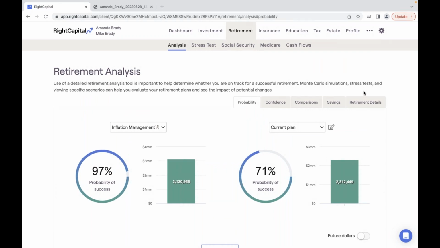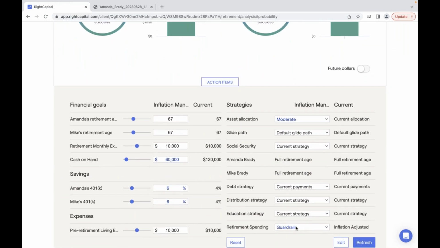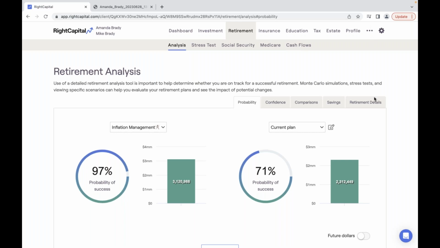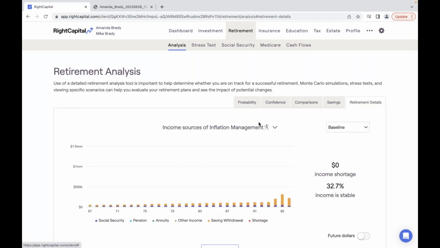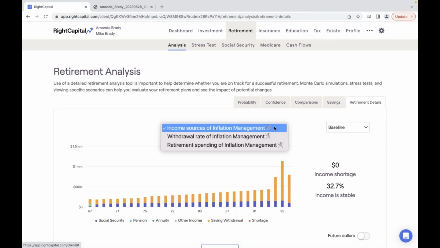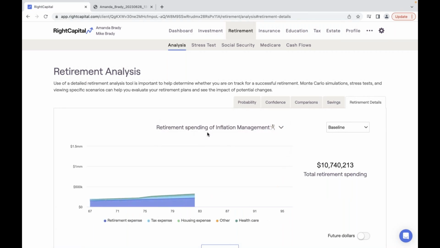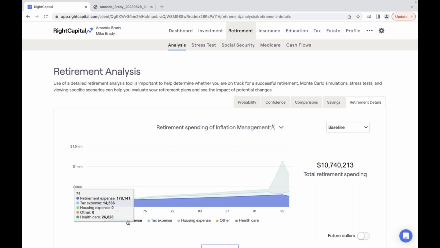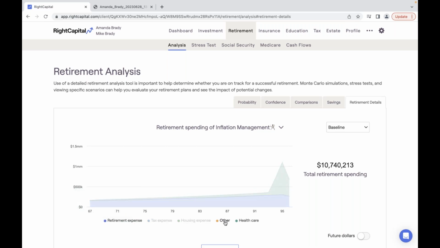Another good question is, how do we get more information on the guardrail strategy? So in this instance, the guardrail strategy is occurring. You'd be able to see it occurring specifically as you look at the retirement details, which shows you the breakdown of retirement income sources, which is really helpful, but also the breakdown of expenses and how they change over time.